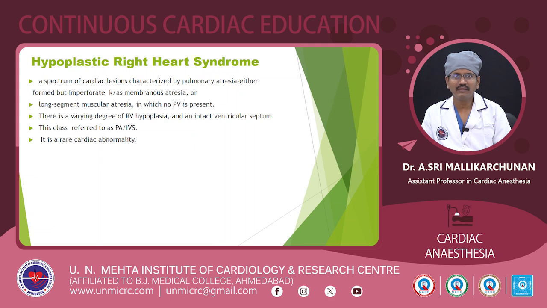Next, coming to a category called hypoplastic right heart syndrome. This spectrum of cardiac lesions is characterized by pulmonary atresia. It can be either a formed pulmonary valve but imperforate, also known as membranous atresia, or a long segment muscular atresia in which no pulmonary valve is present. There is a varying degree of RV hypoplasia and an intact ventricular septum. This class is referred to as pulmonary atresia with intact ventricular septum. It is a rare cardiac abnormality.